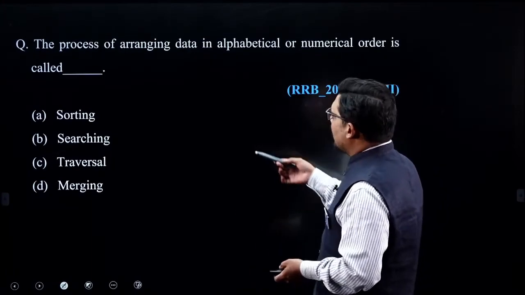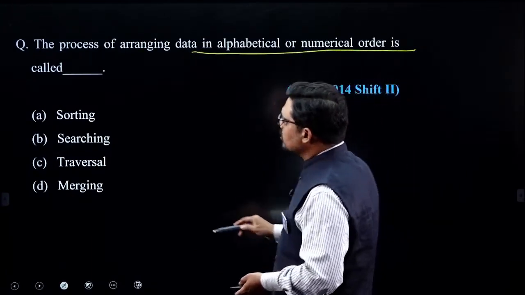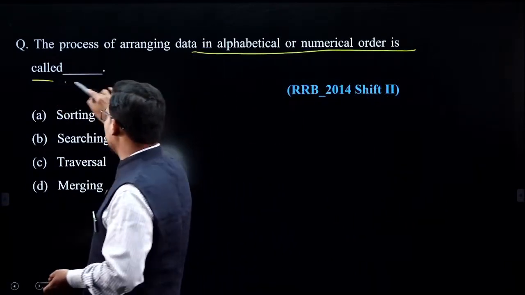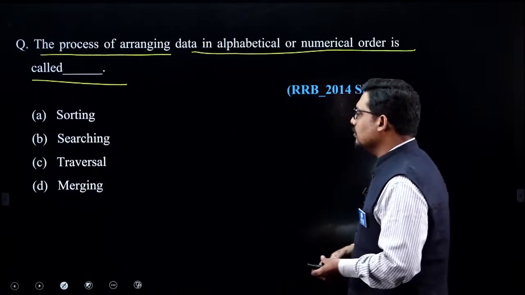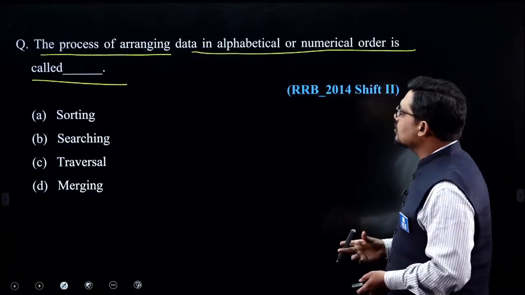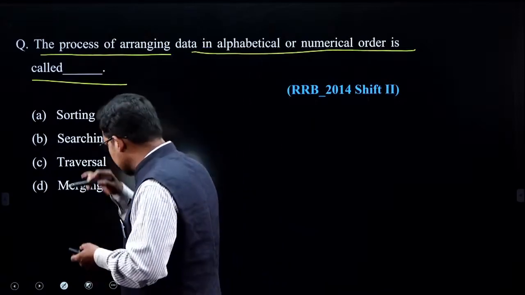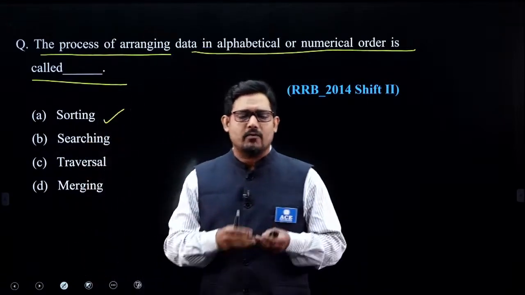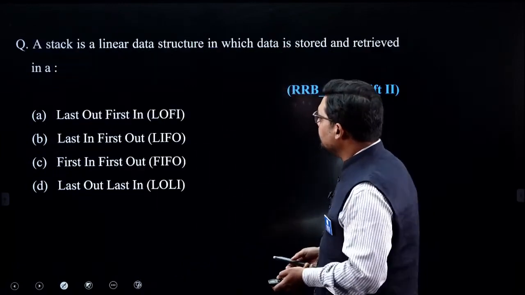Look at this particular part. The process of arranging data in alphabetical or numerical order is called... So now this process where we arrange the elements in alphabetical order or numeric value, that process is called here, in this case, sorting, searching, traversal or merging. So the answer in this case is that the mechanism of ordering the elements is called sorting.